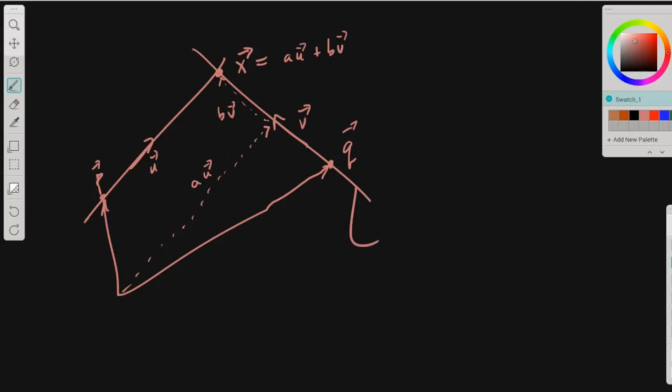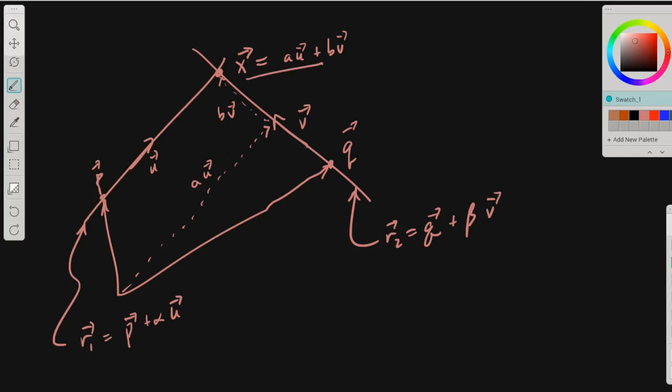All the points on this line are parameterized by x equals, let's say, L2. Let's actually say the points on this line are R2 equals Q plus beta v, and the points on this line are R1 equals P plus alpha u. So here's an algebraic expression for all the points on this first line, here's an algebraic expression for all the points on this line, and here's an algebraic expression for the presumed intersection.